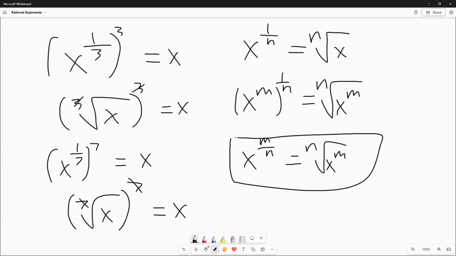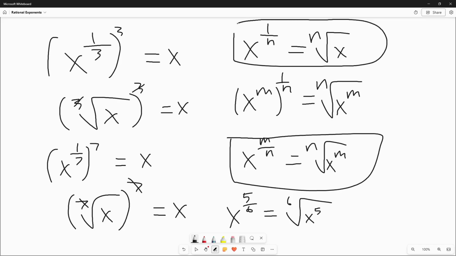So this is another one of our rules and is the general rule for all rational exponents. So for example, if we have x to the power of 5 over 6, this is equivalent to the 6th root of x to the 5. And this is also a rule where if the numerator is 1, the m here would also just be 1, but we can ignore it, so it just simplifies down to the nth root of x.